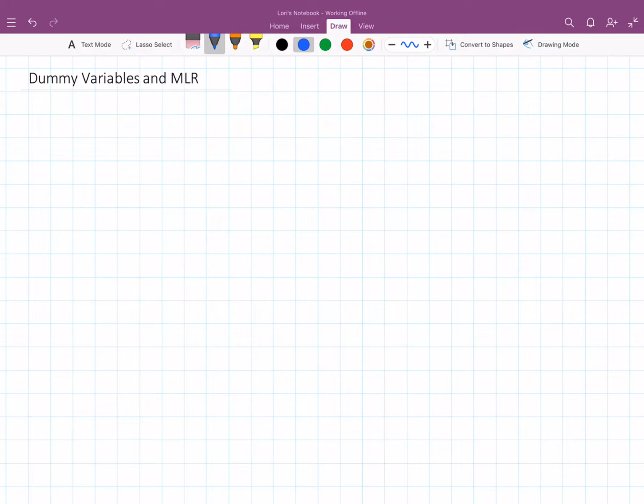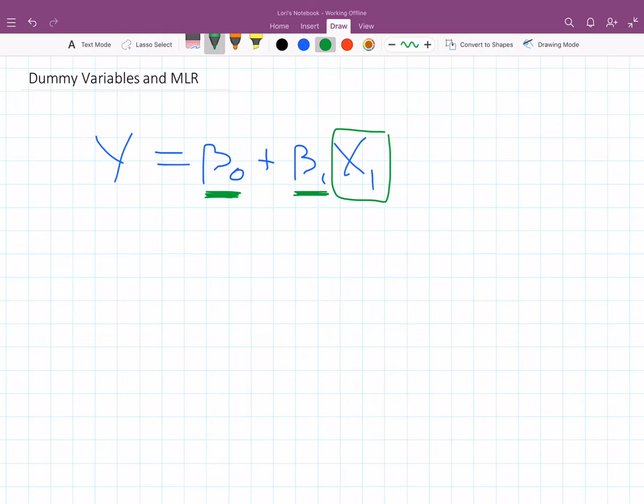In order to do that, I'm going to start off with simple linear regression. For starters, when we have simple linear regression, we have a basic equation of y, or the outcome variable, is equal to beta 0 plus beta 1 times x1. The beta 0 coefficient tells us where our y-intercept is. Our beta 1 variable tells us the slope of the relationship between x and y. The x variable is the predictor variable, and the y variable is the outcome variable.